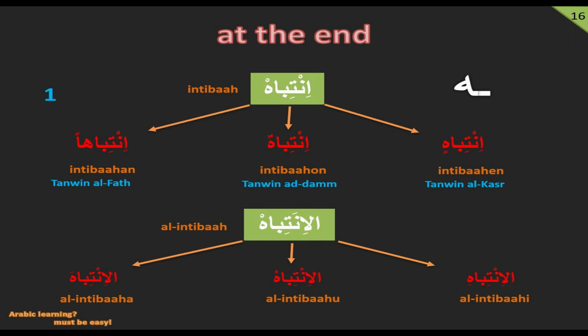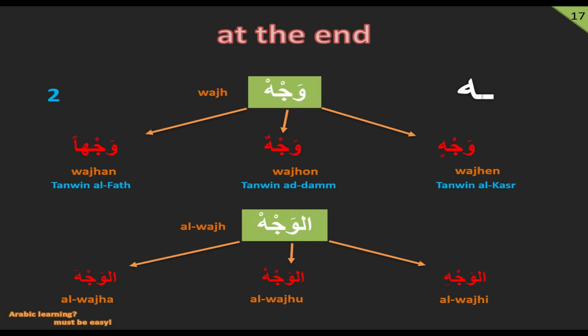Here the first example, intibah, without al-ta'rif. With tanween al-fath it would be intibahan. Regular case, we added here the alif. And with tanween al-dam, intibahun. And with tanween al-kasr, intibahin. Now intibah with al-ta'rif would be al-intibah. We don't use tanween anymore, but we continue with tashkila, so that al-intibah with fatha at the end would be al-intibaha, with dhamma al-intibahu, and with kasra al-intibahi.